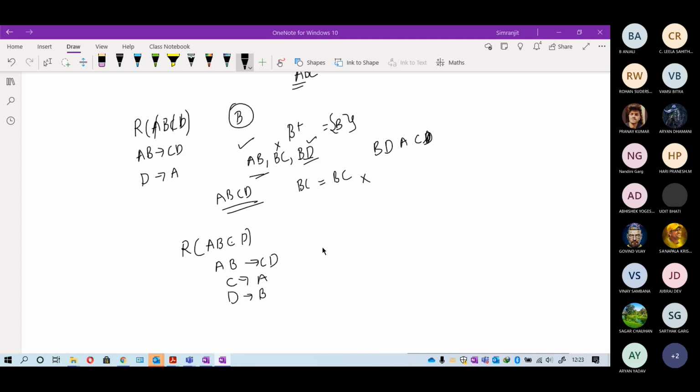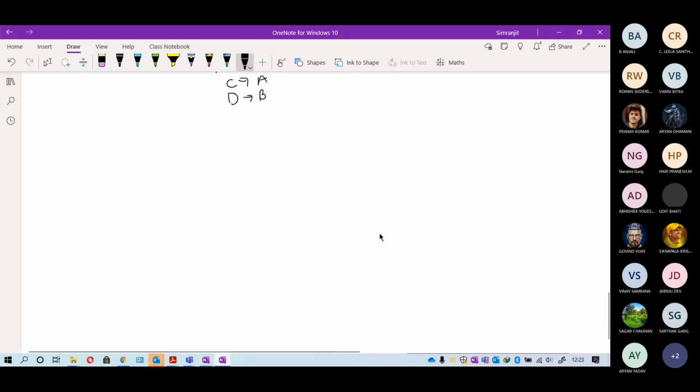Okay, so only one student has given the answer. That is absolutely correct. Okay, so the keys will be AB, BC, and AD. Okay, so one more question. That is a big question. Now, in this question, I will tell you a little bit of a trick that further reduces your effort. Okay, so try to solve this question. It's not that big, but you can easily solve it.